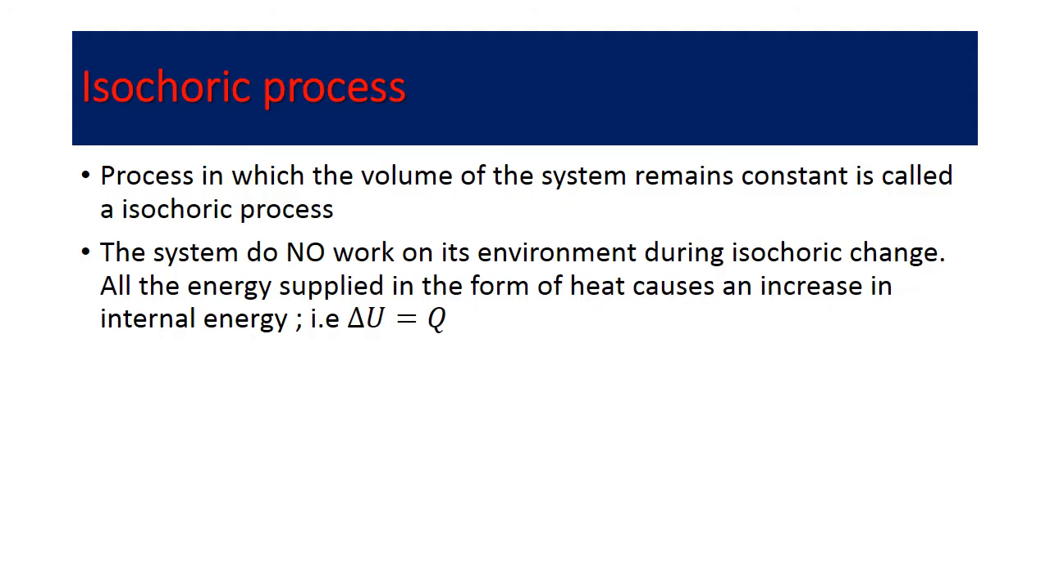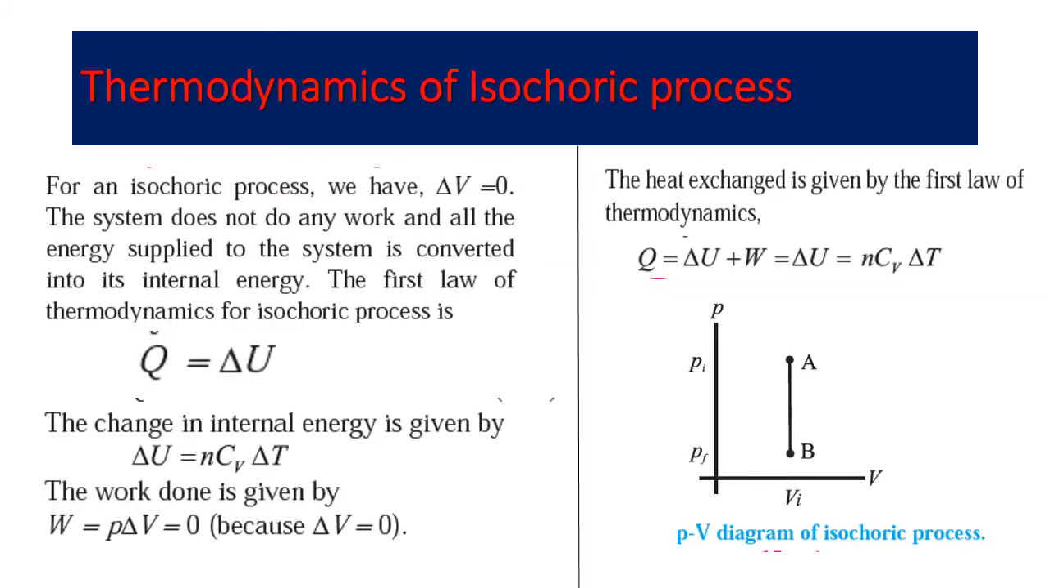Next is isochoric process. A process in which the volume of the system remains constant is called an isochoric process. In an isochoric process, the system does no work on its environment during this isochoric change. All the energy supplied in the form of heat causes an increase in internal energy. That is, delta U is equal to Q. So, for an isochoric process, there is no change in volume, so delta V is equal to 0. So W, that is the work done, which is equal to P dV, is also equal to 0 as there is no change in the volume.